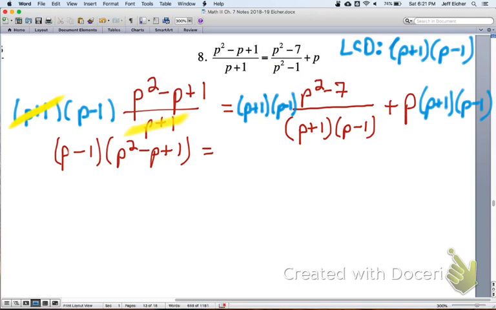Both of them divide out, which is very, very nice. So that leaves us just with p squared minus 7. And then the last one didn't have a fraction, so we multiply it all together. Now this part here was p squared minus 1, so how about we multiply p times that? So that would be plus p cubed minus p.